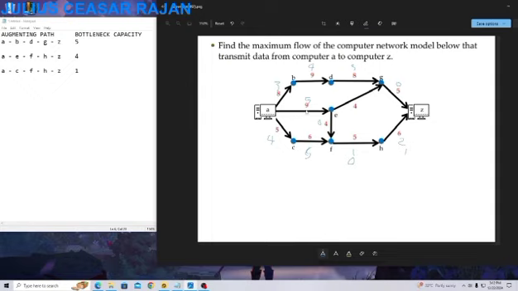So after that, you need to check if there's another path that is available. But since there are no paths available now, since it's all blocked, then you need to add all the bottleneck capacity in order to get the maximum flow, which is then 5 plus 4 plus 1 equals 10. So 10 is the maximum flow of this.